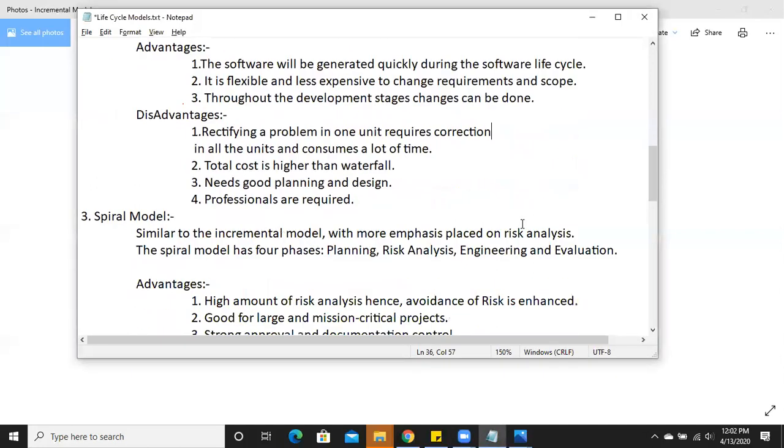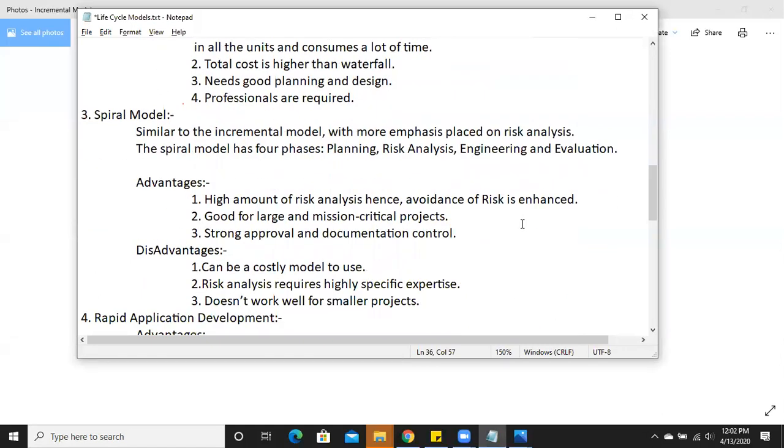Now the third or next model is the spiral model. So the spiral model, we have said that it is very similar to the incremental model. It is also a combination of linear as well as iterative model, with more emphasis placed on risk analysis. इसके अंदर हमने सबसे ज्यादा ध्यान जिस पे दिया है वो दिया है रिस्क एनालिसिस पे.